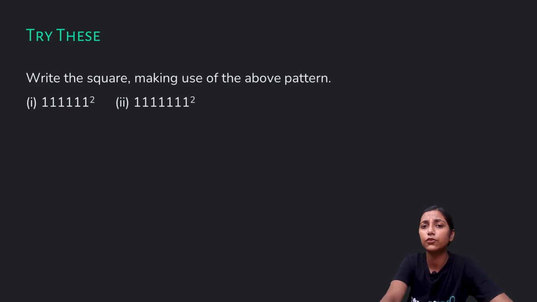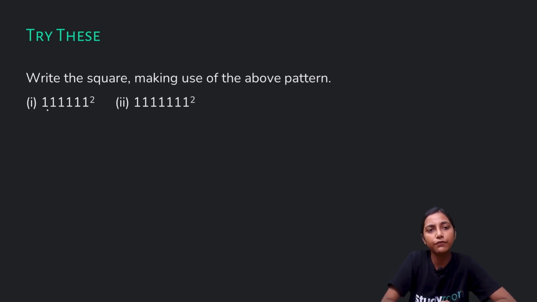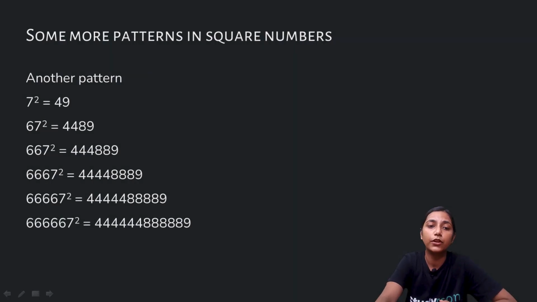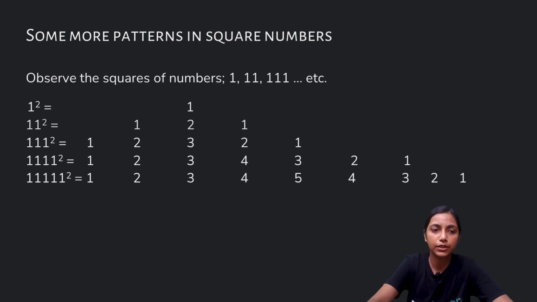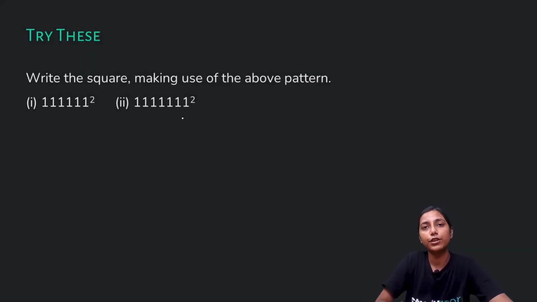Write the square making use of the above pattern. Here you will be using the same patterns that were given to find the squares of these two numbers. Here we have 1 repeated 6 times and we take the square. You can do it using this pattern. Just following this pattern, you can do this question. This is just a fun question. Do it using the previous patterns.